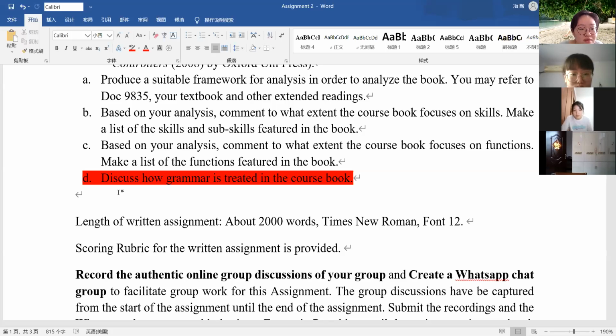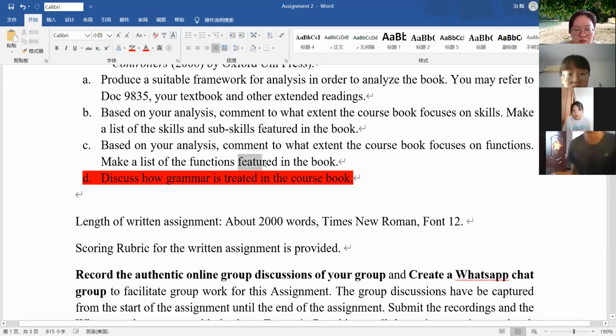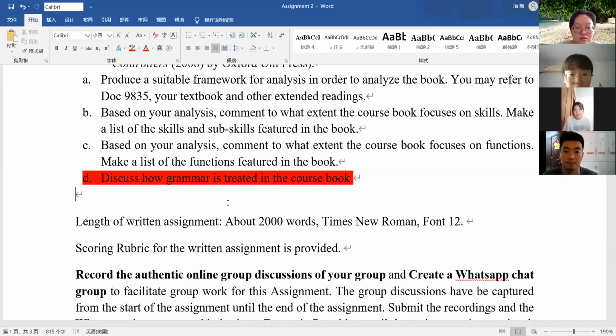Okay, so I think this question is a little bit different from question B and C, because this word featured in the book and this is treated in the course book. I think this question is how others deal with the grammar in this course book. So this is our draft.